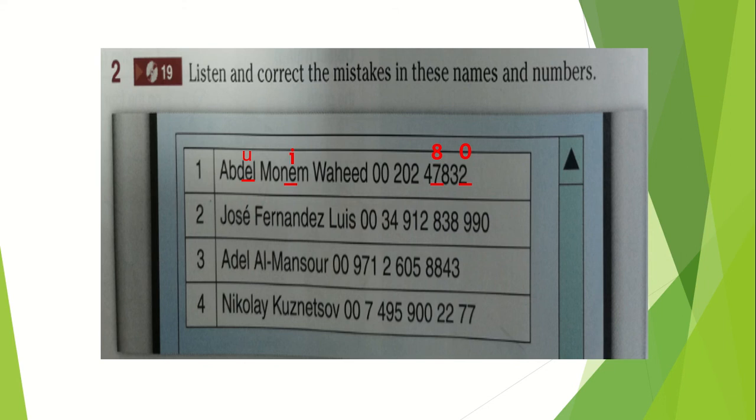One. Abdul, that's A-B-D-U-L. Monim, spelt M-O-N-I-M. Wahid, that's W-A-H-E-E-D. And my phone number is 00202488830.